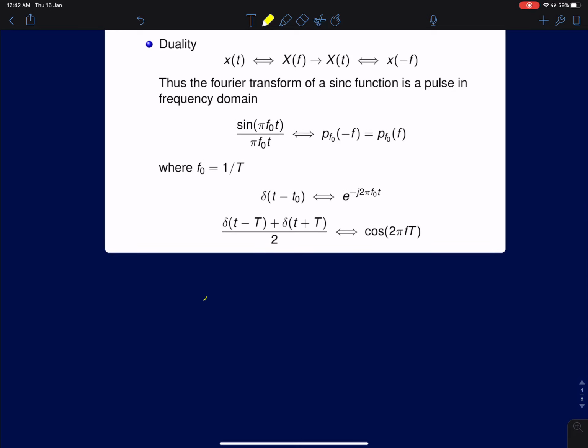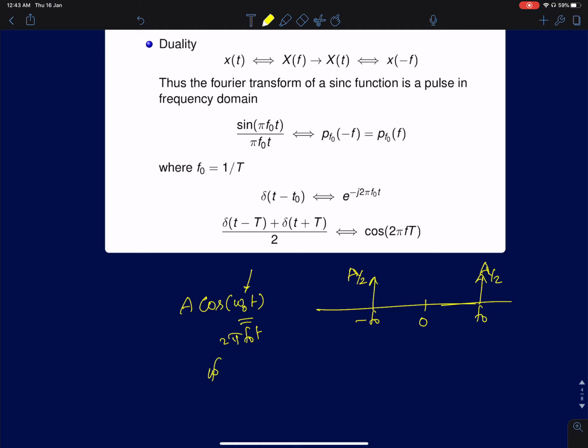So how do we construct a sinusoid, which is cos omega naught t? Let's say we have a sinusoid of magnitude A. Then we know that the Fourier transform is constructed using two impulses of height A by 2 each, centered at plus f naught and minus f naught, where omega naught is 2 pi f naught. Now I can call this a DC signal if omega naught is 0, or f naught is 0. If f naught tends to 0, then cos of 0 is 1, so you get a DC signal.